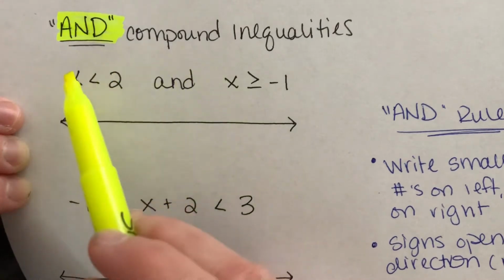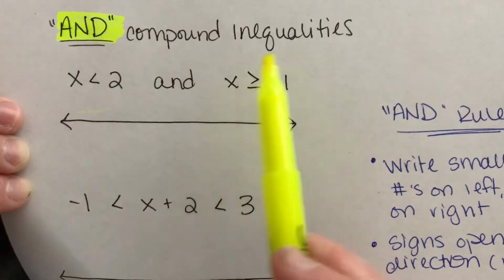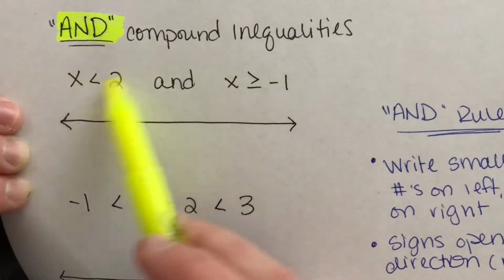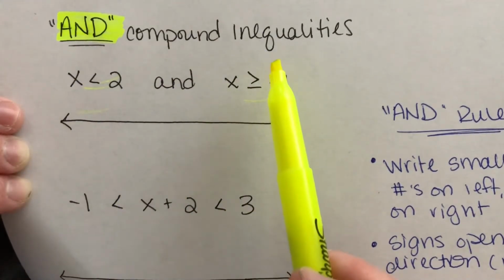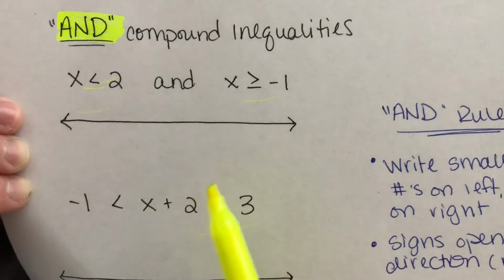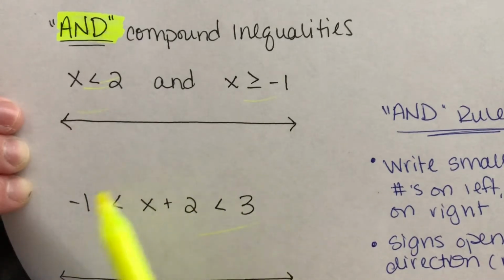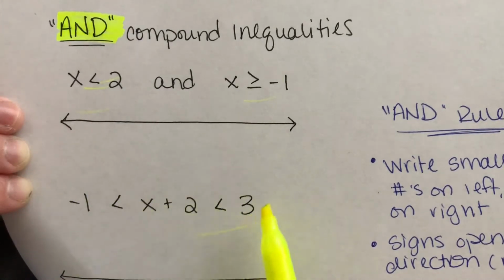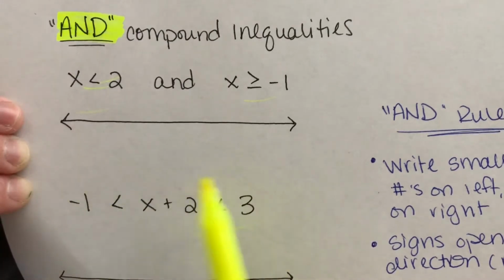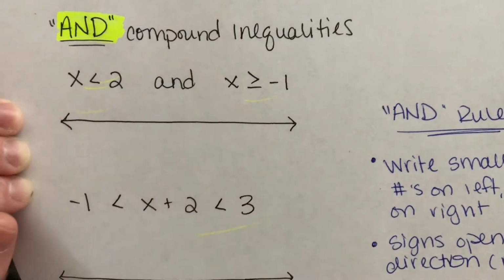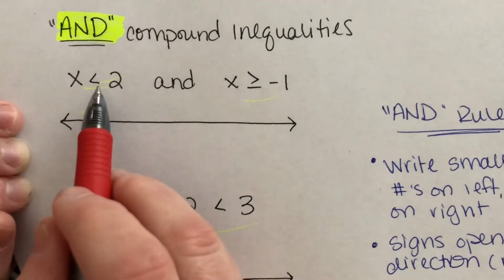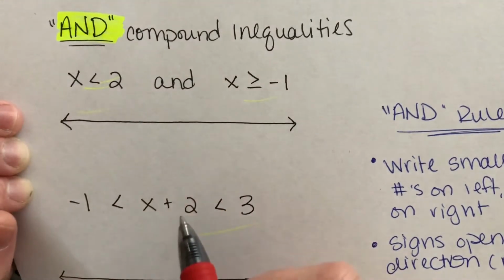This is an inequality, this is an inequality, and together, whatever answer solves this is also going to be an answer for this at the same time, right? Same thing down here. This is one inequality, this is one inequality, and whatever answer we get for x, it solves both inequalities at the same time. Okay, so if I was going to solve this here, x is less than 2, okay? And x is greater than or equal to -1.